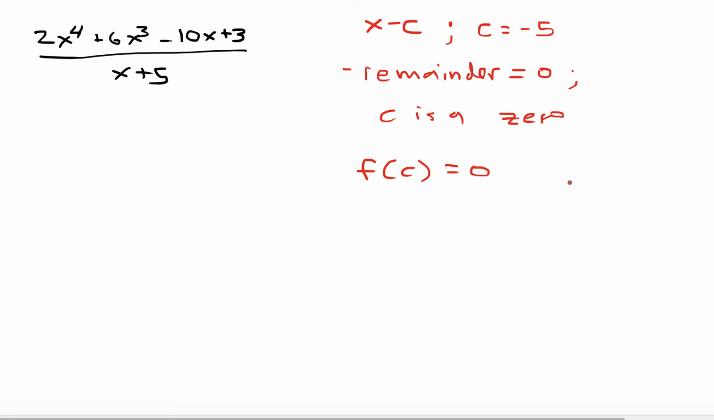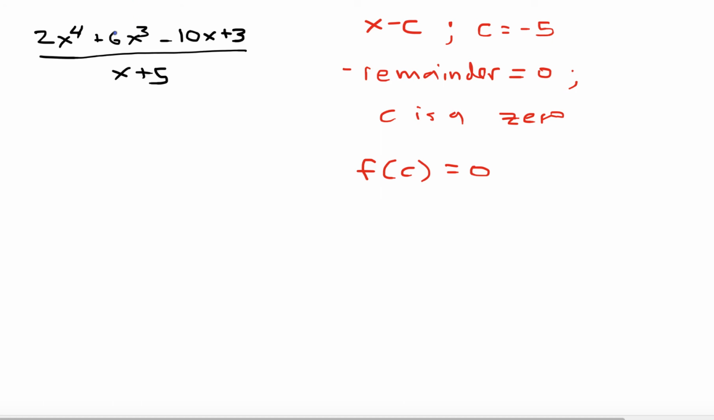And actually, it turns out it doesn't matter what the remainder is. If we evaluate the polynomial at the value of c, whatever number we get, that's actually always going to equal the remainder, which is pretty neat. So let's go ahead and we'll divide this using synthetic division.